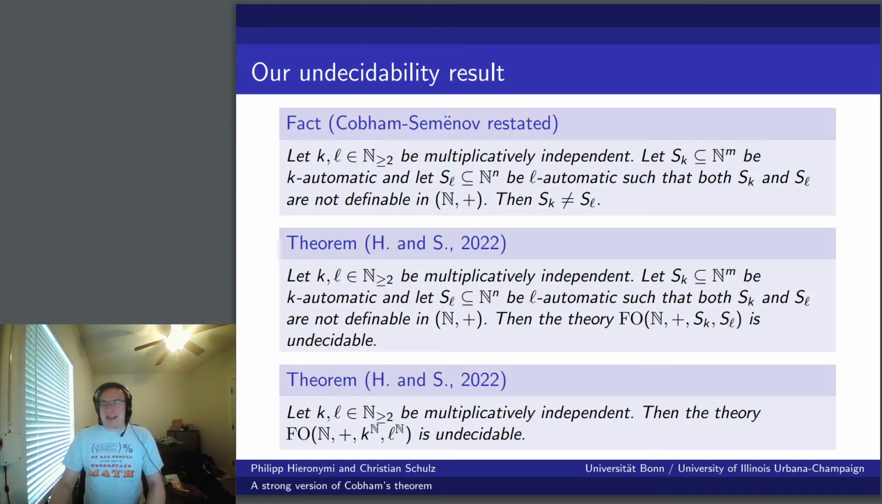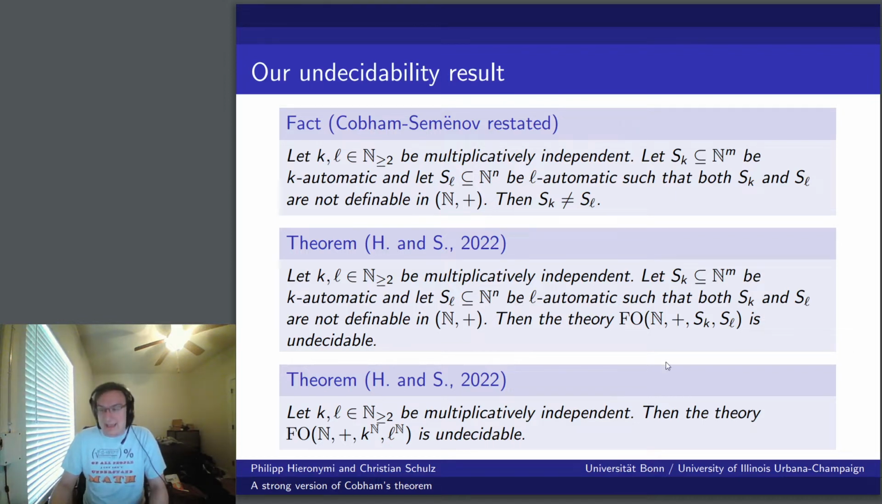So let's formally state our result. First off, I'm going to restate Cobham-Semenov, and that is, I'm going to say if we have a k-automatic and an L-automatic set that are not definable from addition, then the two sets aren't the same. Which is a strange way to phrase it, but the reason I bring this up is because it makes it clearer how our result is a strengthening of this.